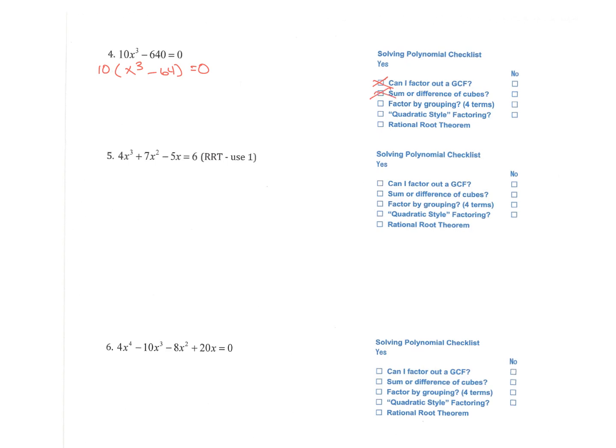Yes. My 64, the cubed root is 64. Let me grab a different color here. The cubed root of 64 is 4, and the cubed root of x cubed is x. So now, if I want to factor the difference of 2 cubes, I still have this 10 on the outside. And so I have my cubed roots in my binomial, and my trinomial is the square, the product of the square. So x squared is just x squared. Their product, 4 times x is 4x.